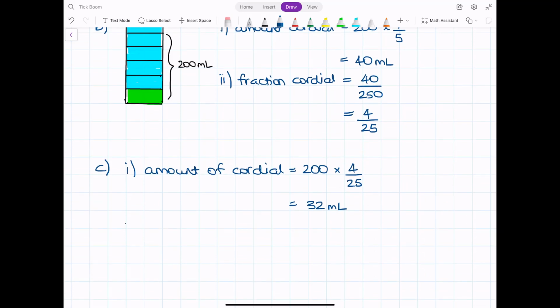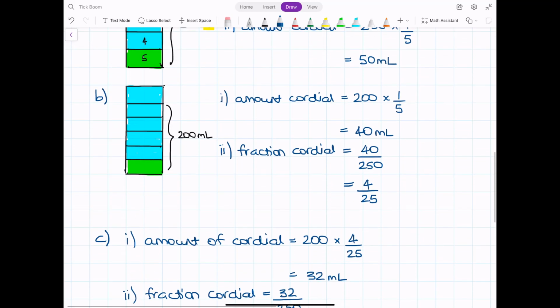And then part 2 wants us to convert that to a fraction of cordial. Very similar to what we did in part B, it would be the 32 mils that we've just worked out divided by the 250 mils, since we've added back 50 milliliters of water. I'll throw that into the calculator to see if it can simplify. 32 on 250 simplifies to 16 on 125. So that's part C, and hopefully you can see a pattern there. Each time, the fraction of cordial is getting smaller and smaller.